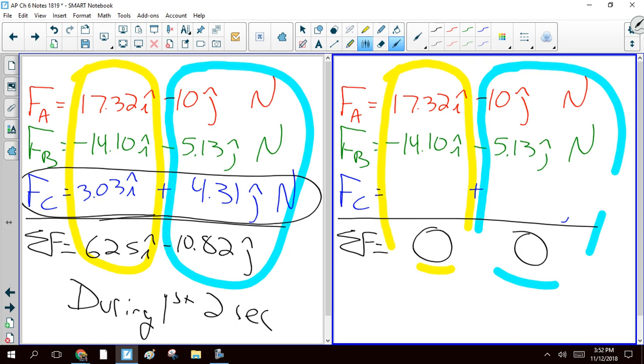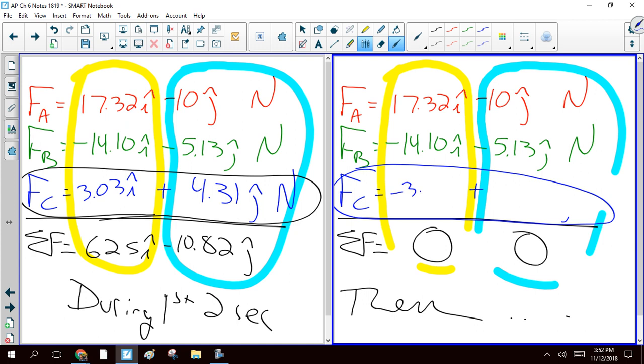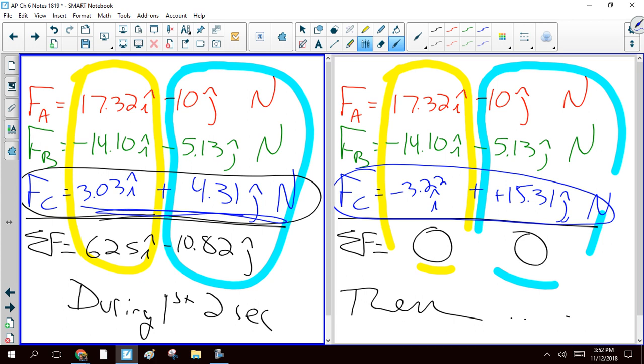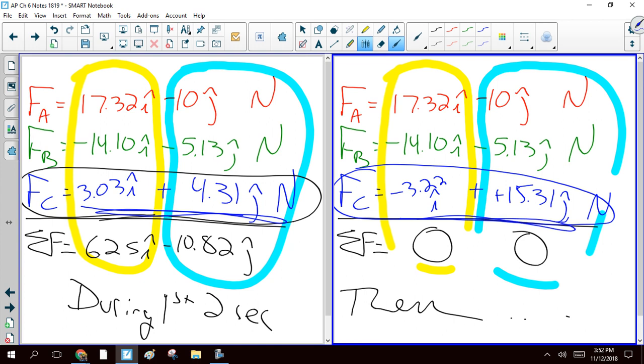So Carl needs to exert this amount of force, now that everything adds up to 0. If you do that, you get negative 3.22i plus 15.31j newtons. So for the first 2 seconds, he's going to exert this much force. That'll cause it to get up to the velocity it needs. Then once it's at that velocity, we exert this force to keep the velocity constant.